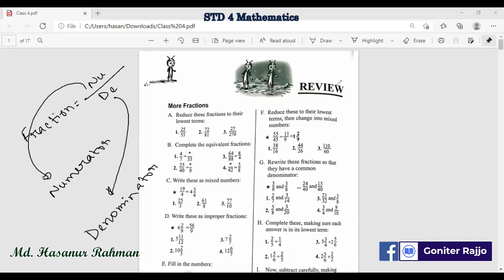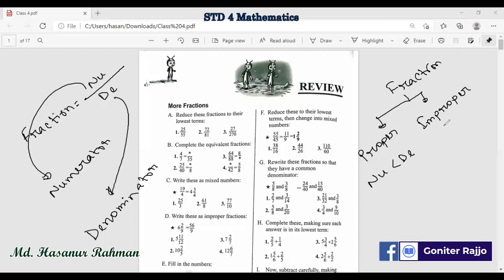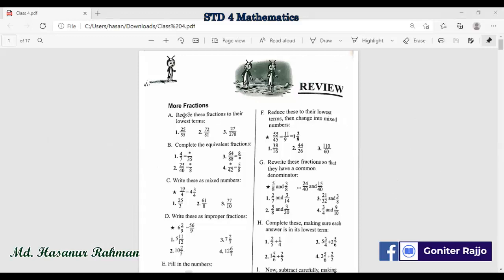We can divide fractions into two parts: proper fractions and improper fractions. What is proper? Where the numerator is less than the denominator. And improper means the numerator is greater than the denominator. For example, 3 by 5 is a proper fraction, and 5 by 3 is an improper fraction. Very simple. Now we'll try to solve the problems.